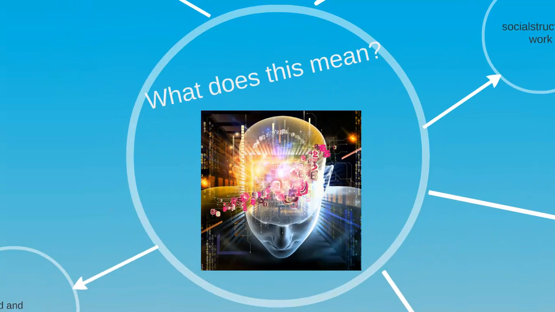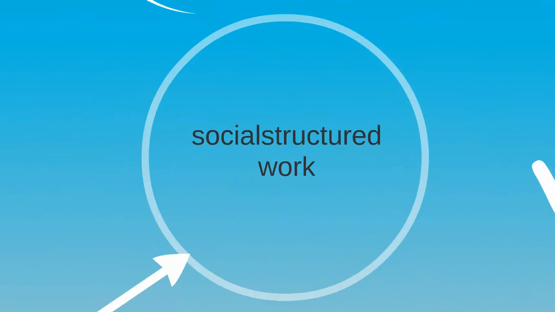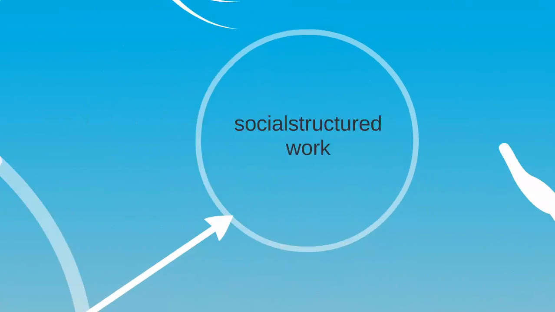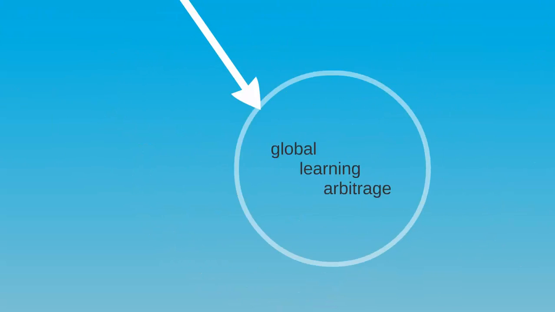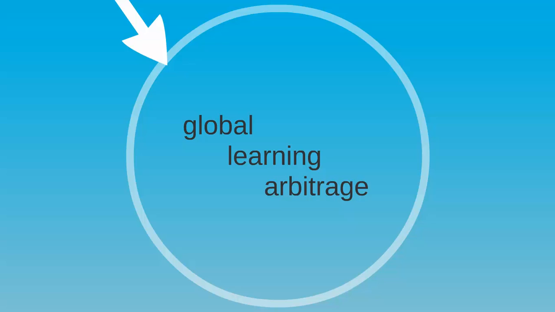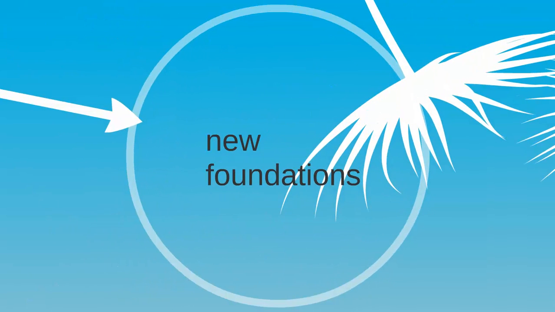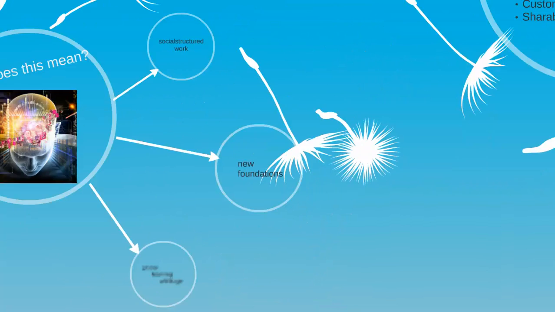So what does this all mean? This means that in the future, we will have extreme learners, we will have a social structured work, we will have embedded and embodied learning, and have a global learning arbitrage, and have new foundations. New foundations in 2025 that have exceptional learners, encouraging each other, collaborating with each other, working with each other, and just being a good learning system. I think teachers and students would both benefit from having learning roles.